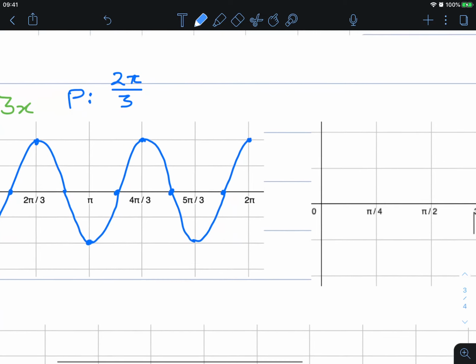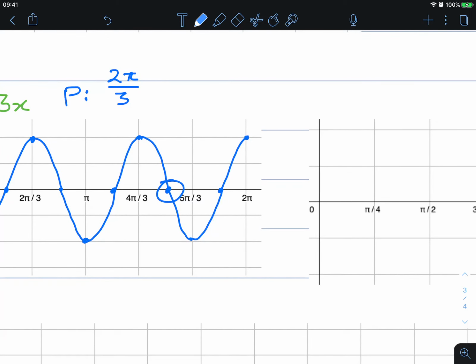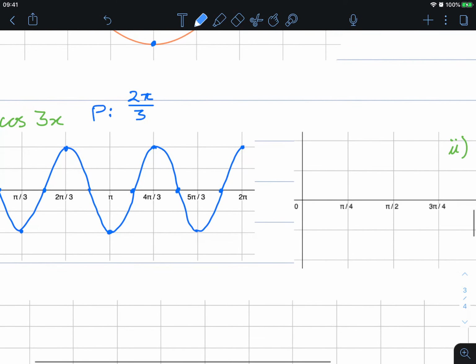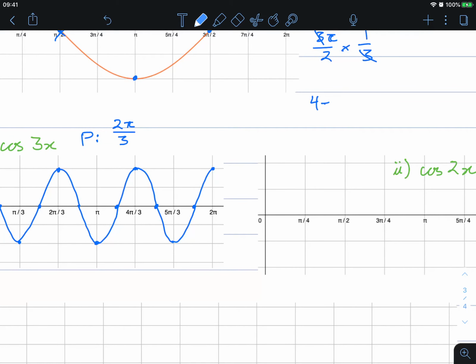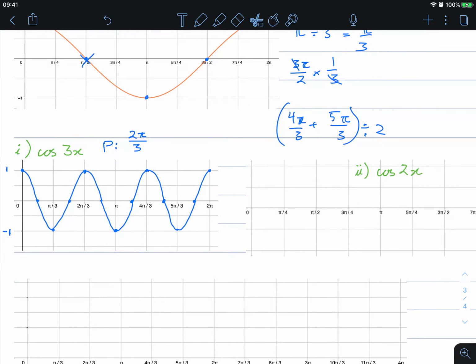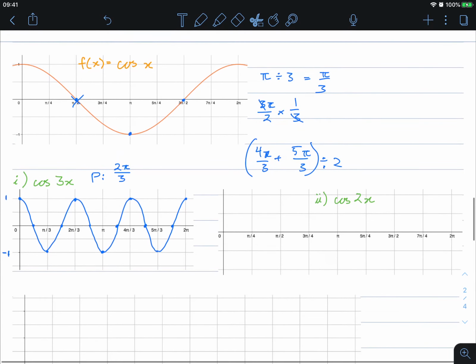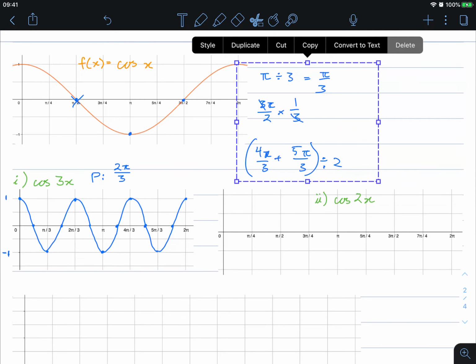Now, if ever you're asked to find what value this point is, you can consider it being the halfway point between 4 pi on 3 and 5 pi on 3. You can do that by finding the halfway point. So 4 pi on 3 plus 5 pi on 3. We're going to halve that and divide everything by 2. It's finding the mean or the halfway point between those two. So that is the graph of cosine 3x.